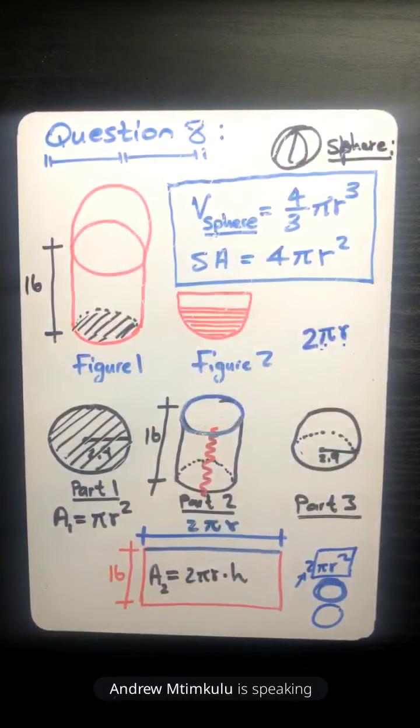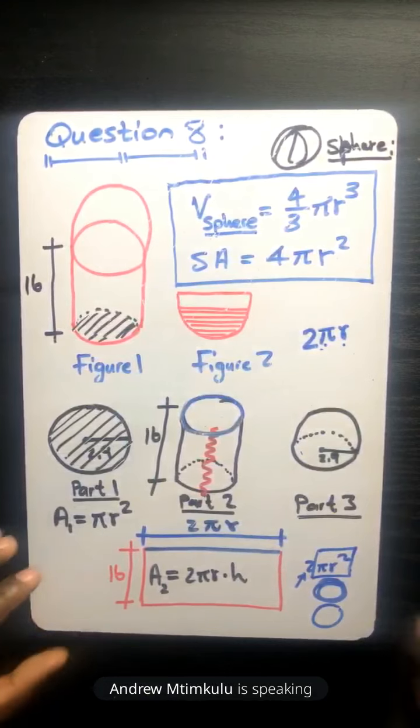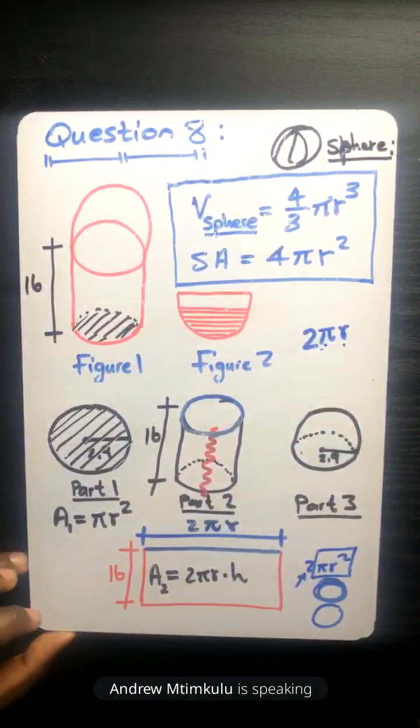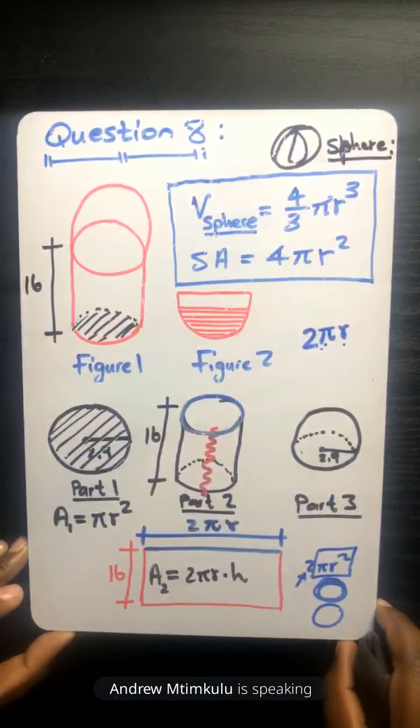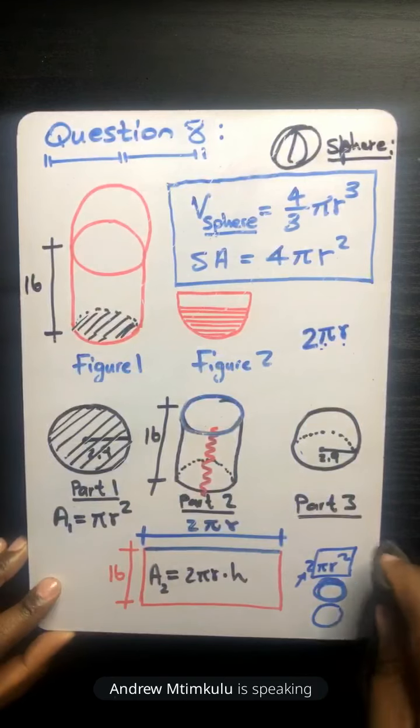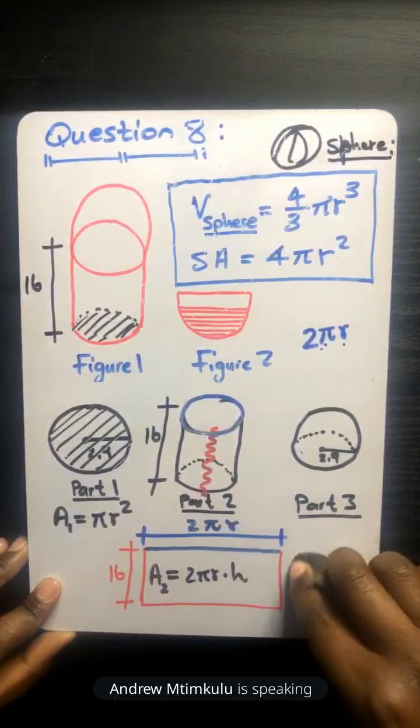Since it's half of a semicircle, it's 1/2 multiplied by the formula given there, which is 4 pi radius squared. Simplified, will it not be 2 pi radius squared, sir?